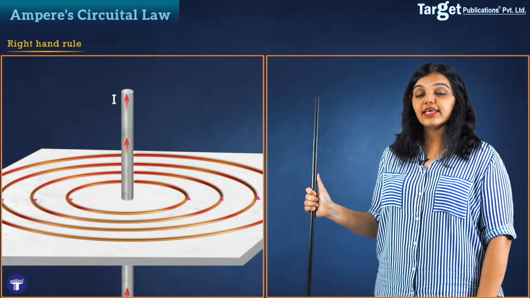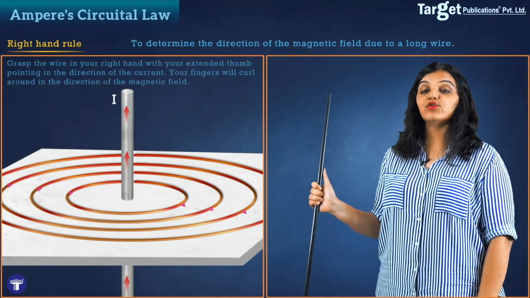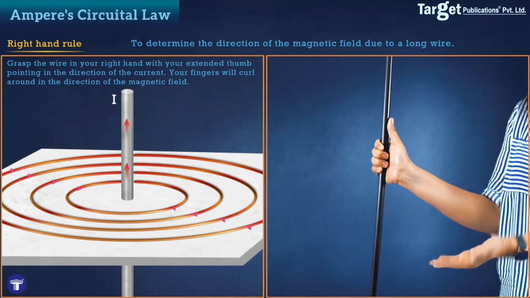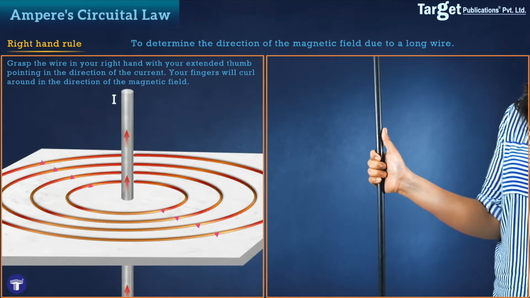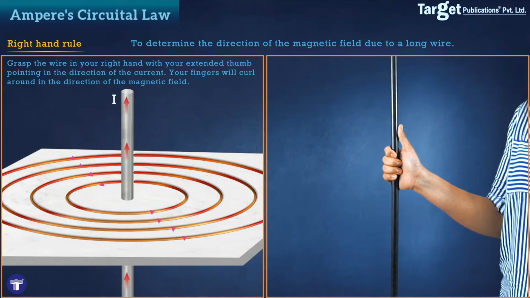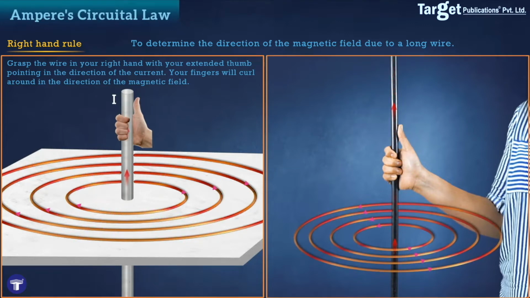In order to determine the direction of the magnetic field due to a long wire, you have to apply the right hand rule, and it says that you hold the conductor, that is the straight wire, in your right hand in such a way that your thumb points in the direction of the current. So in this case the current is going from bottom to top, just like it is in the figure, and in such a case when your thumb is pointing in the direction of the current, your fingers, which are curled to hold the conductor, will give you the direction of the magnetic field. So as you can see from the figure and from my hand, the direction of the magnetic field is clockwise because the direction of the current is from bottom towards the top, and this is the right hand rule.